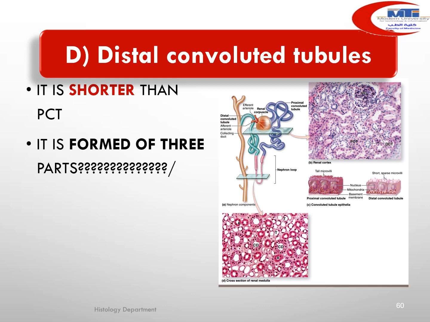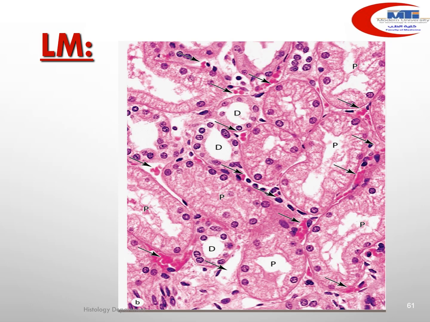The distal convoluted tubule is shorter than the proximal, and it is formed of three parts: straight part, convoluted part, and then the macula densa part. This is the distal convoluted tubule. It is formed of 6 to 10 cells. The cytoplasm is acidophilic but less acidophilic than the proximal. This is the proximal convoluted tubule.